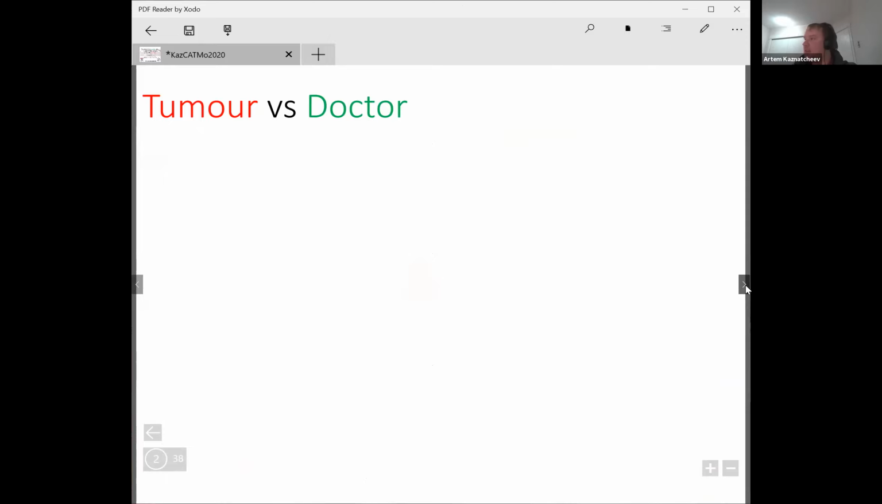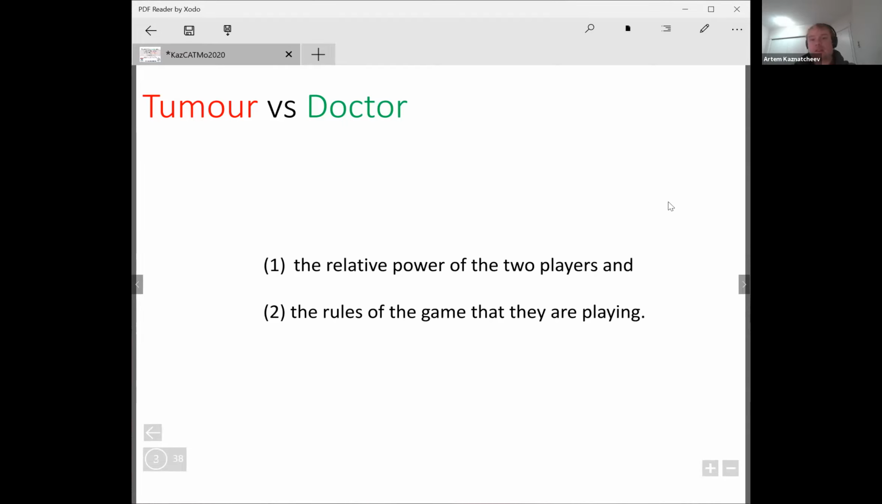Katerina has this nice perspective on cancer treatment as a game between the tumor versus the doctor. And I think this is a very useful way to think about what we're doing when we're trying to optimize our therapies. But a few important questions come up right off the bat when we think about this model. The 2 things that matter a lot to me are the relative power of the 2 players, the tumor versus the doctor, and also the rules of the game that they're playing. So those are the 2 themes that I want to focus on.